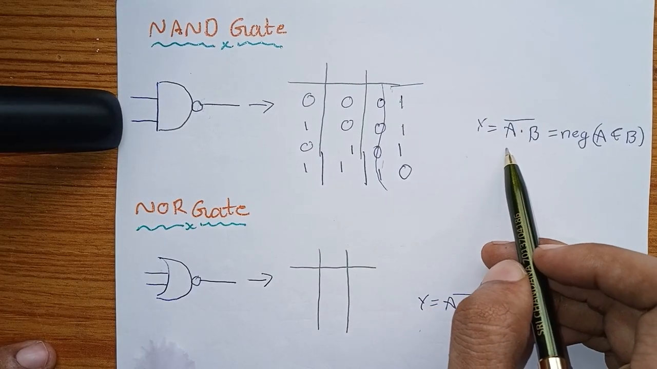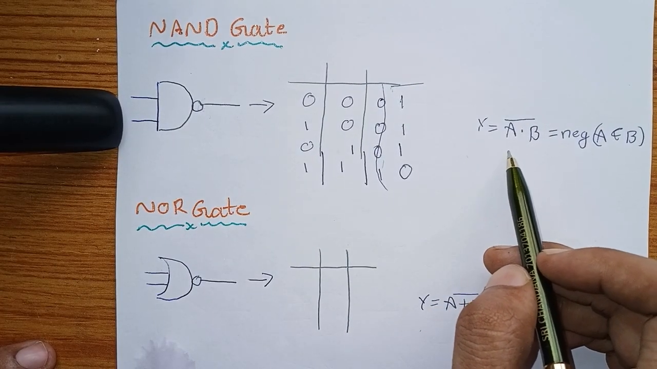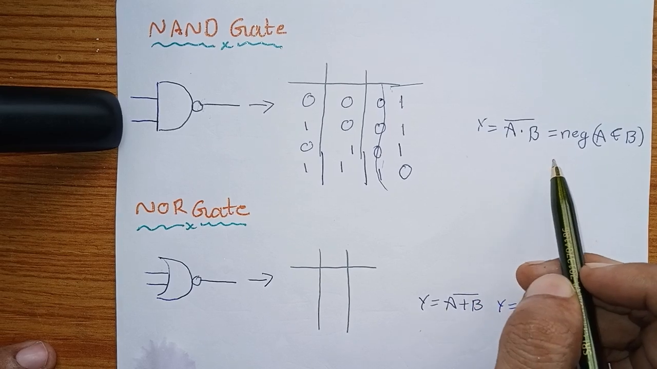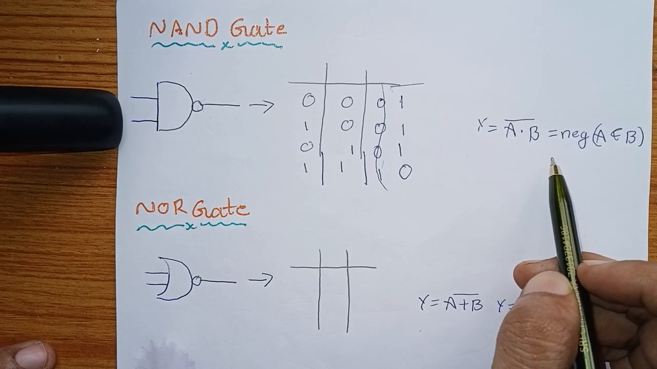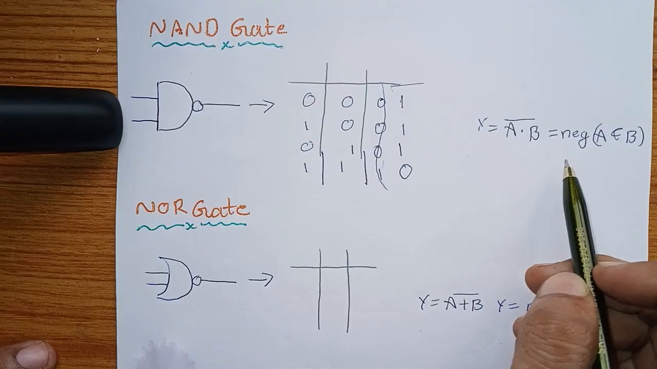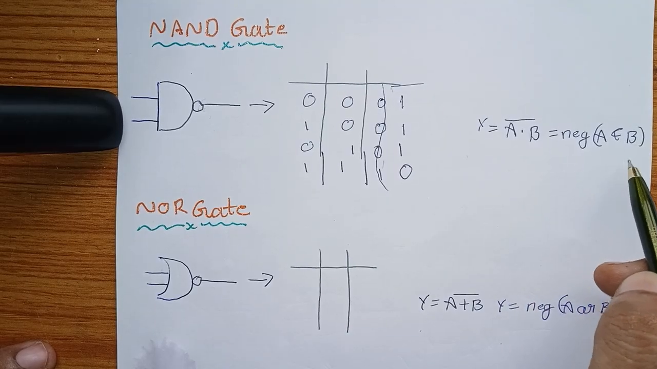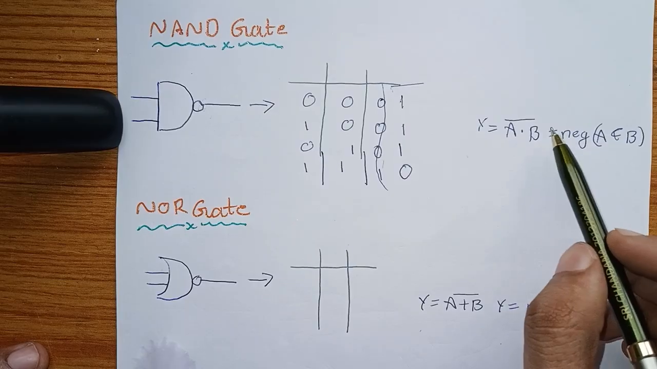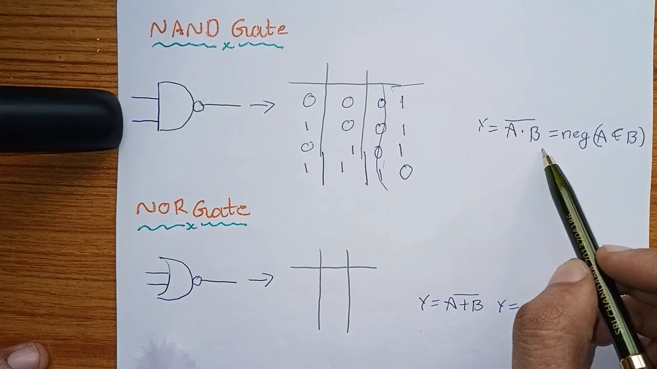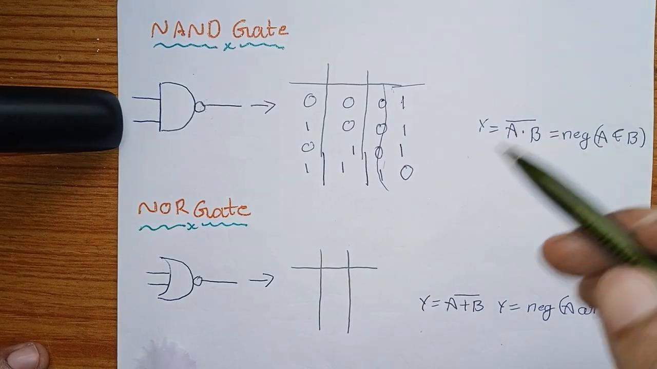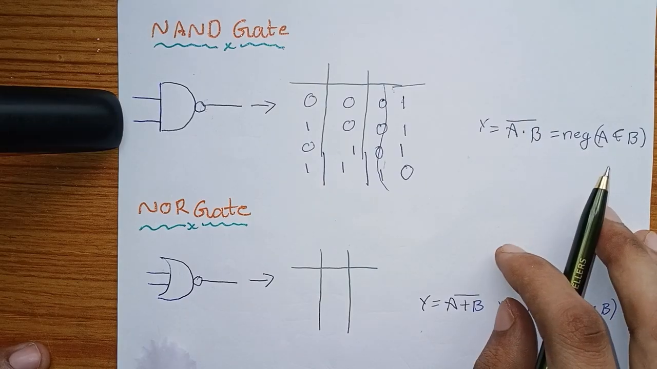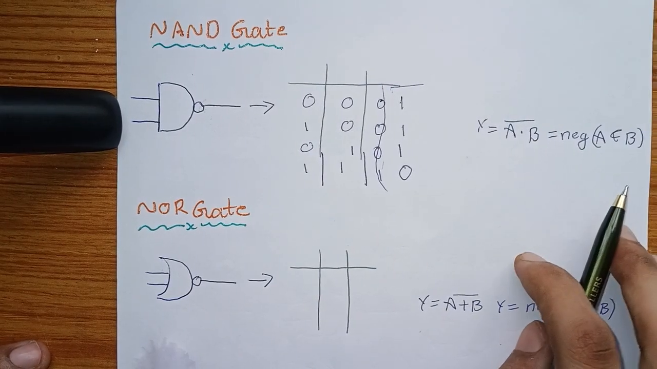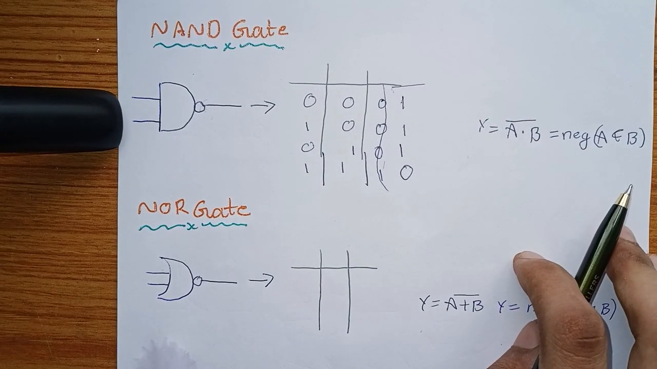Y is equal to the negation of A into B, where Y is equal to the negation of A and B. Now, if it is A and B, except A and B, next something else will be the result in that case.